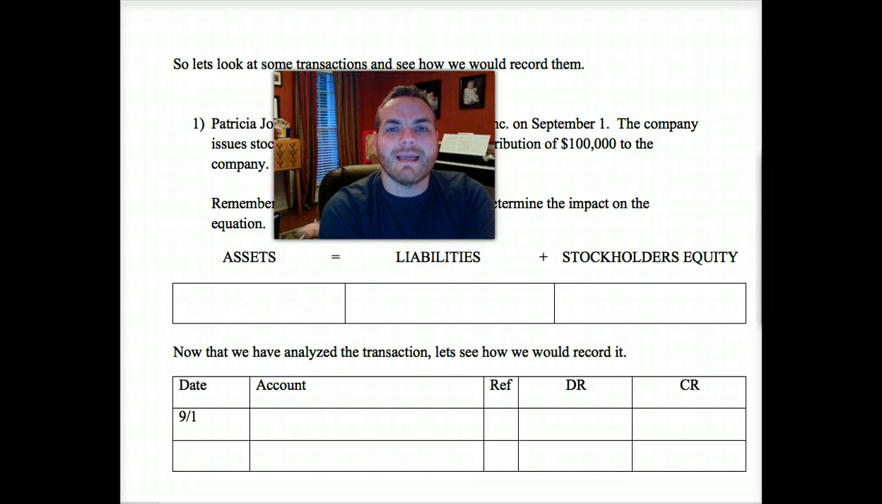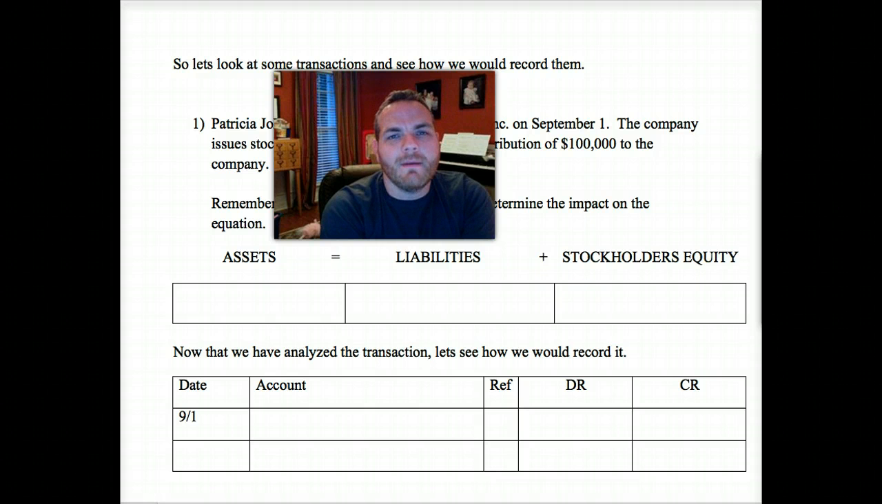Class, now we've looked at the basics of accounting, and now you have a little bit of an idea of what the accounting equation is. It's assets equals liabilities plus equity, or stockholders' equity if you're a corporation. In the last unit, we looked at how to analyze the transaction and decided how that transaction impacted our accounting equation. Did it impact assets, liabilities, or equity, and how did it impact it?